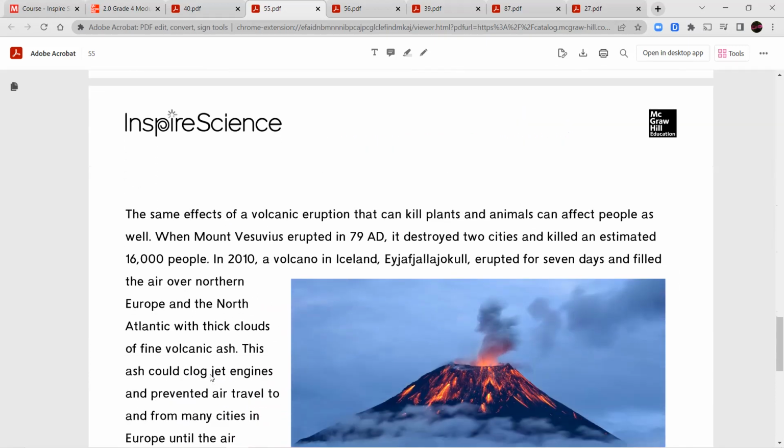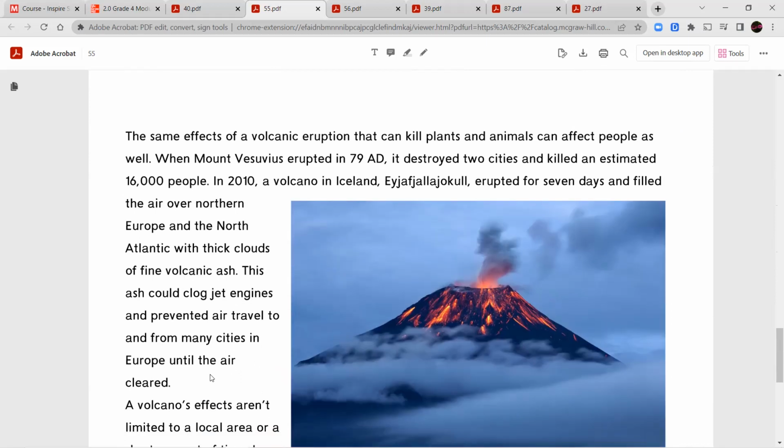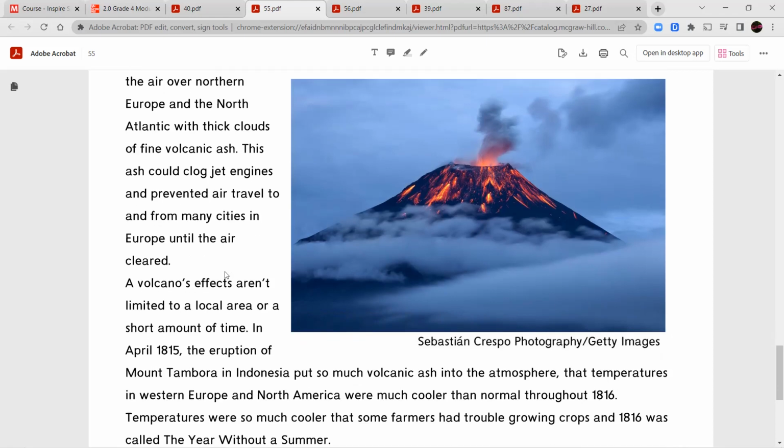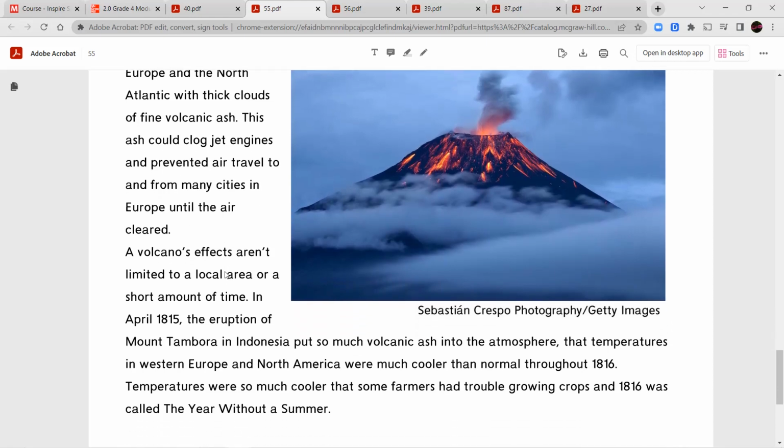The same effects of a volcano eruption that can kill plants and animals can affect people as well. When Mount Vesuvius erupted in 79 AD, it destroyed 2 cities and killed an estimated 16,000 people. In 2010, a volcano in Iceland erupted for 7 days and filled the air over northern Europe and the northern Atlantic with thick clouds of fine volcanic ash. This ash could clog jet engines and prevented air travel to and from many cities in Europe until the air cleared. A volcano's effects aren't limited to a local area or a short amount of time.